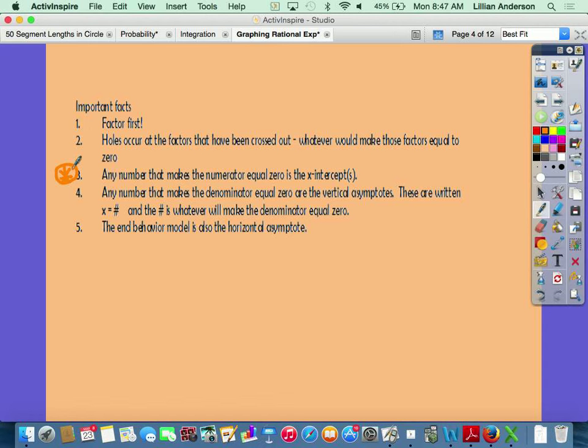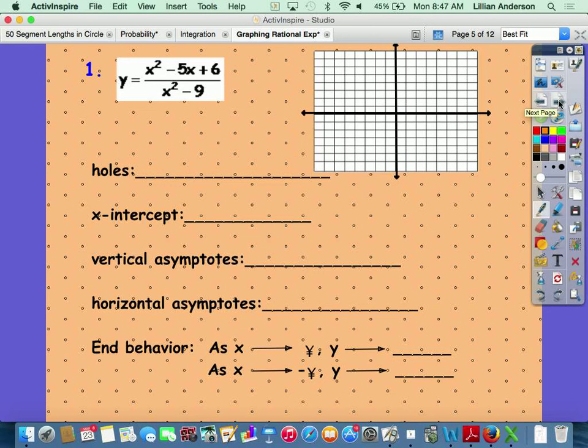What's the first thing that we're going to have to do with any rational expression? Factor. Okay? So in number 1, we need to factor the top and the bottom. How does the top factor out? X minus 3 and x minus 2. So I'm looking for 2 numbers that multiply to give me 6, add to give me negative 5. What about the bottom? That's difference of perfect squares. X plus 3, x minus 3. So that's the first thing. We need to factor.